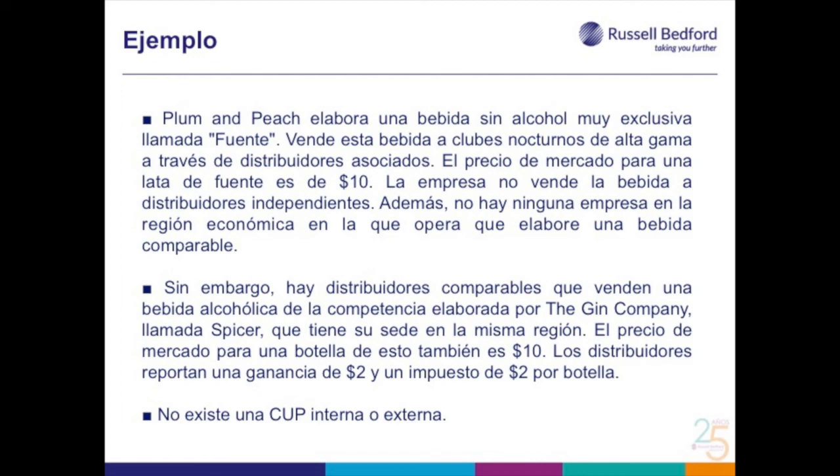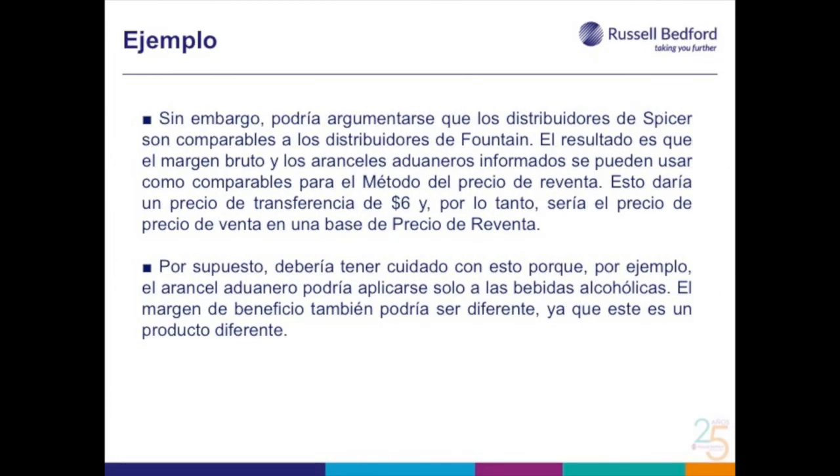And so what you might do in this situation, say that actually the distributors are comparable, is use the gross margin and the customs duty to get a resale minus price. That would give you a transfer price of £6 on the basis that you have got direct costs of £2, profit of £2, and that gives you a reasonable arm's length price.